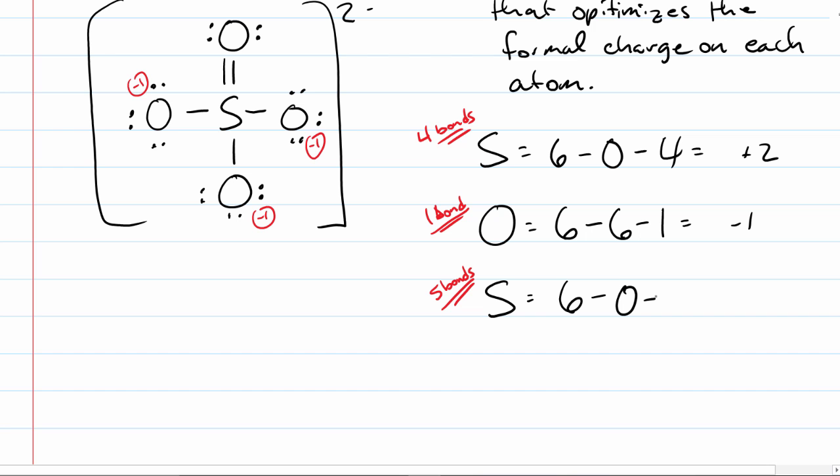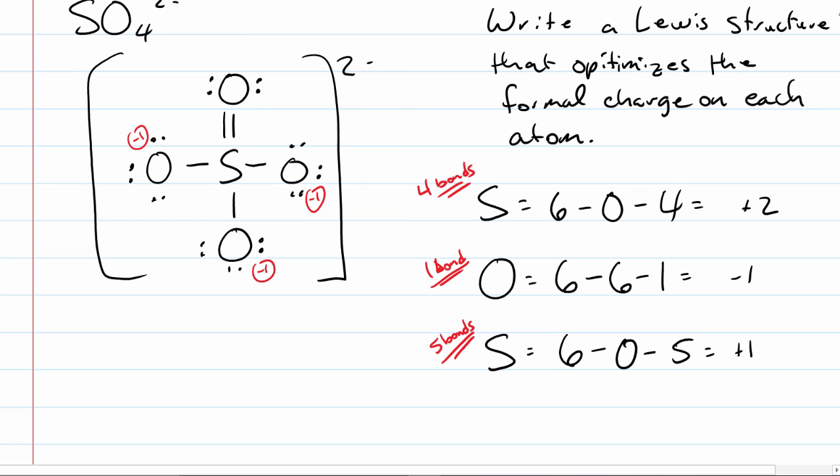So it subtracts 0. And the number of bonding electrons now that sulfur is showing is 10, so we have 10 electrons around here. Half of those is 5. So we take 6 minus 0 minus 5, which is going to give us +1. So by putting that extra bond in there, we've now reduced the formal charge on the sulfur from a +2 to a +1. Let's look at what's happened to the oxygen now.